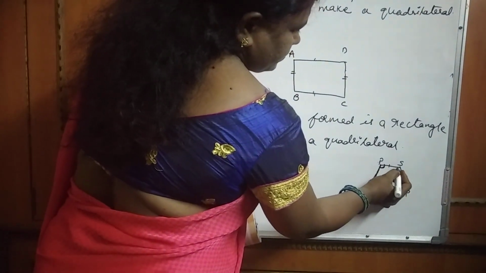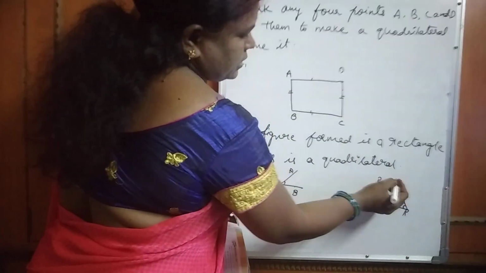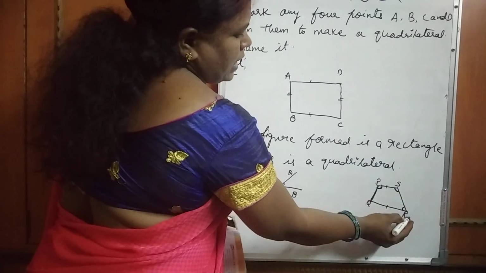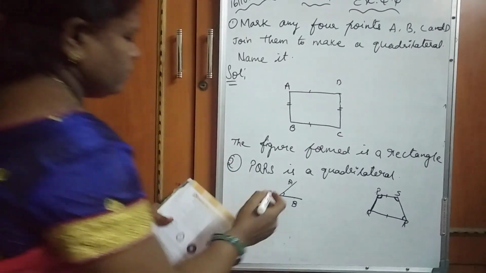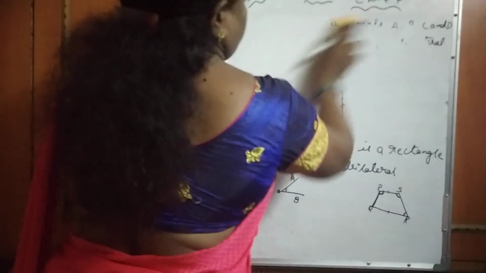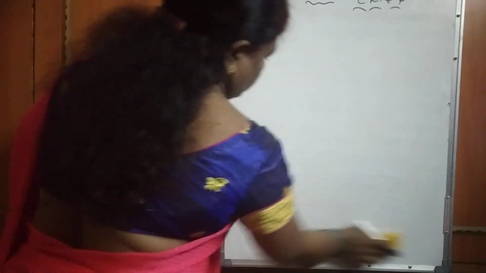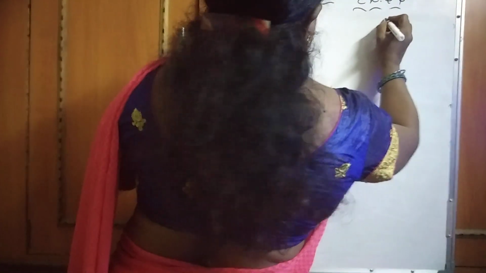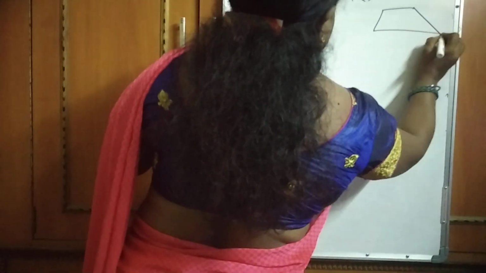Now this is angle S, which is adjacent to that. Adjacent means next to that. Now angle S, angle P is adjacent to angle S. Angle R is adjacent to angle S. You can name any angle. So we'll write the answers, children. So P, Q, R and S.